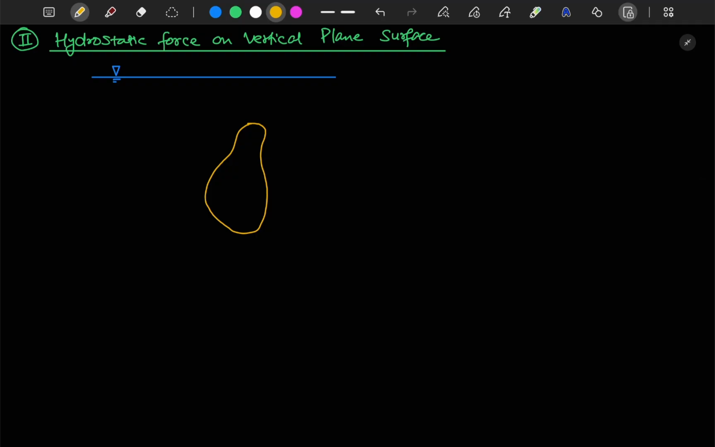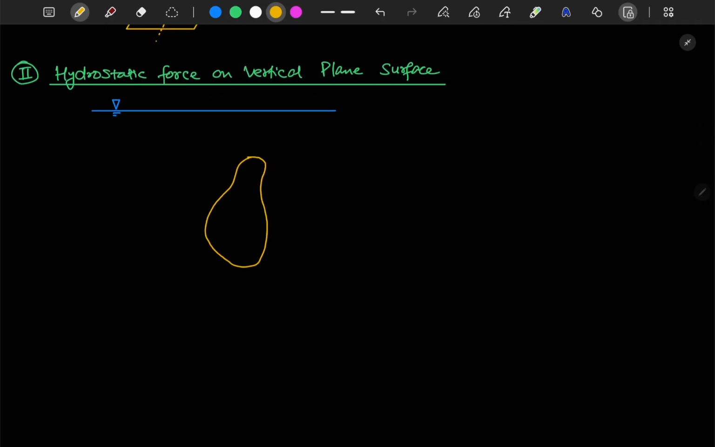There are certain things I should mention first. Let's say at this point is the CG, the centroid, and this CG is at a distance h bar from the free surface. This gap is h bar.